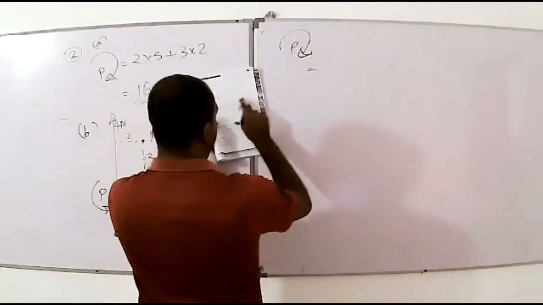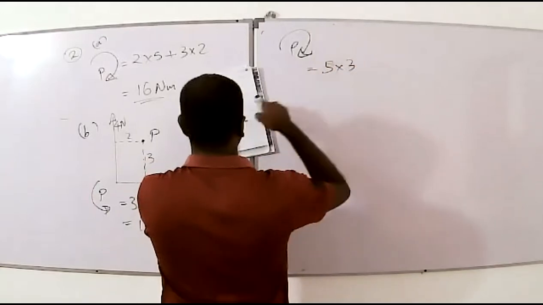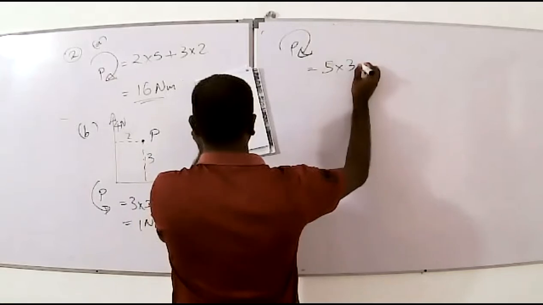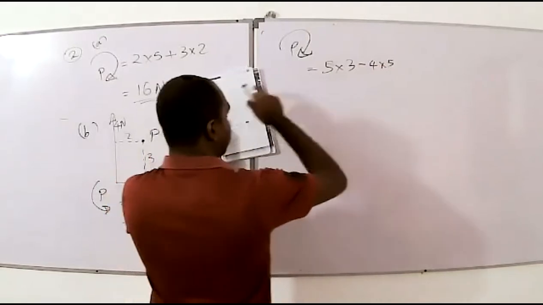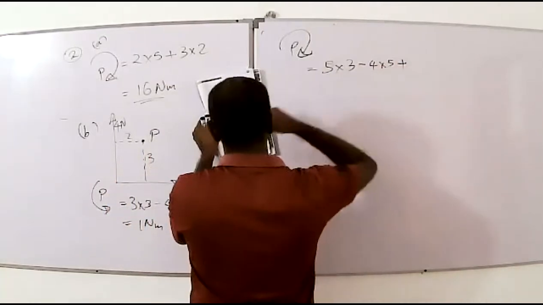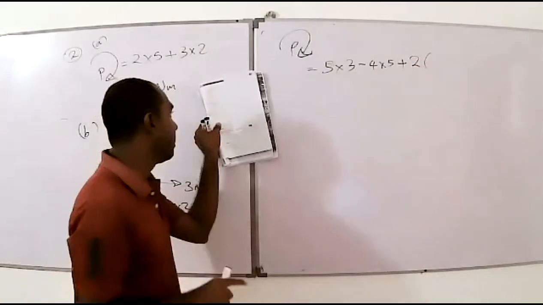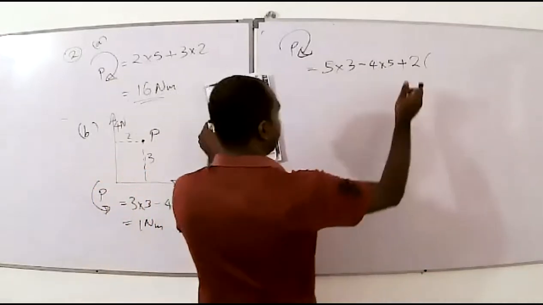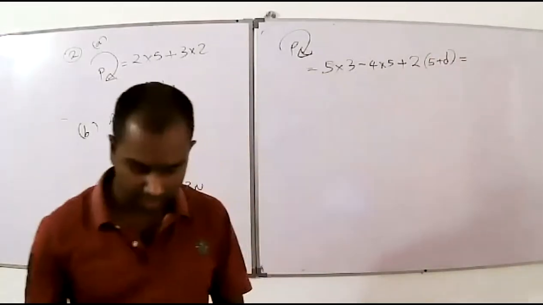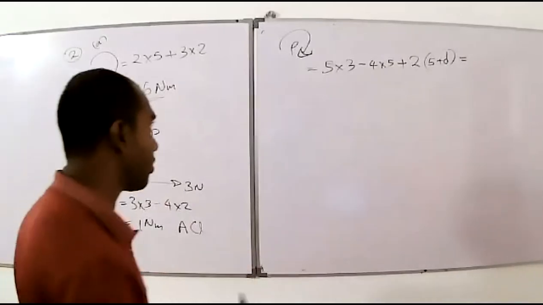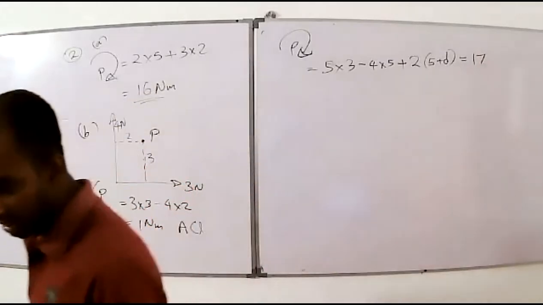This 5 into 3, this negative. Oh, no, it's positive, no? So 5 into 3 clockwise. What about this 4? It is anti-clockwise. So you can take minus 4 into 5. And what about 2? It's also positive. So 2 into, you don't know the actual distance. So you can write 2 into the total distance, it's going to be 5 plus b. And the resultant is equal to how much? They say when you get the resultant in the clockwise direction, it should be equal to 17.